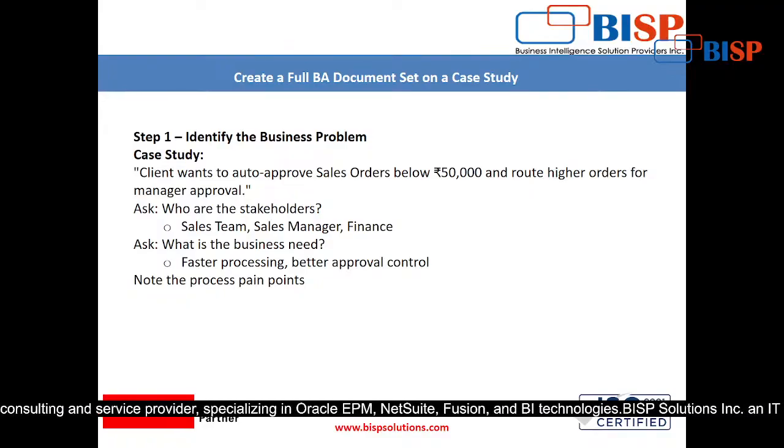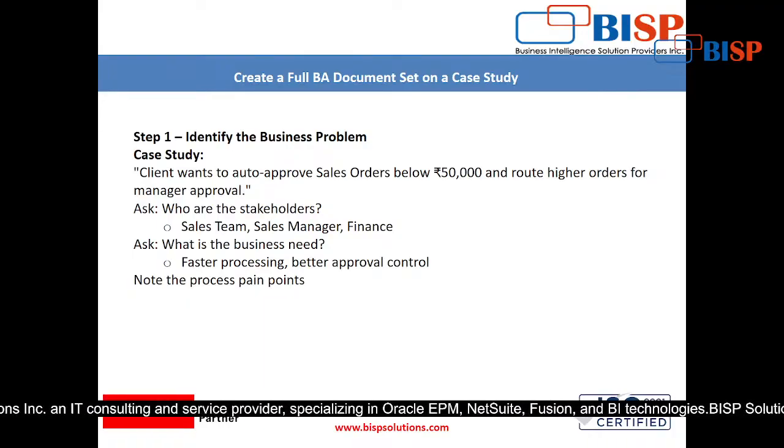That means, suppose the sales order is below 50,000, then it should auto approve, and if it is higher than 50,000, then the manager has to approve. Now we will not go into the technical part because we are behaving like a business analyst. A business analyst does not work on coding. Okay, so now the client wants to auto approve sales orders below 50,000 and route higher orders for manager approval.